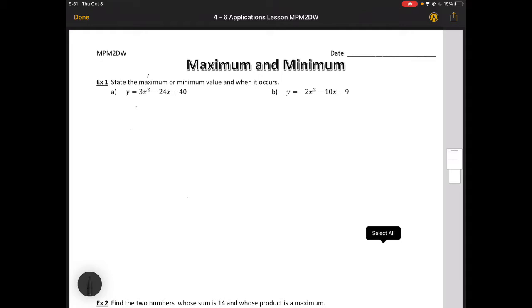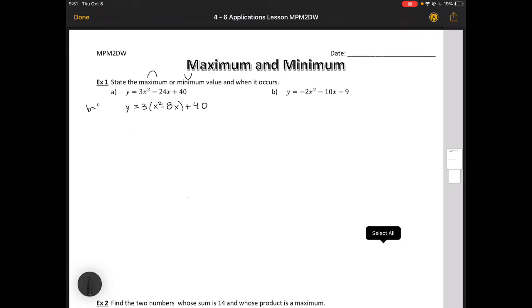occurs. A maximum is when you have a parabola opening down. Minimum is when you have a parabola opening up. So the first thing that we're going to do is complete the square by factoring out the 3 from the first two terms.